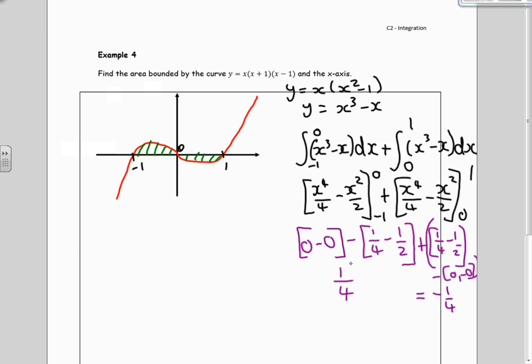So instead of subtracting a quarter from a quarter, we're going to add the quarter on, because it's just an area plus an area. So that gives me a total area of a half.